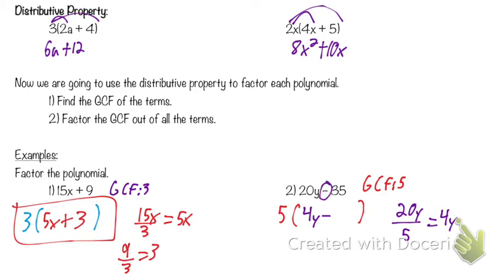Minus now, because it's the minus sign. And we're going to take the 35 divided by 5. And we get 7. Now, do 4y and 7 have anything in common? No. And if we distribute, do we get the same thing as what we started with? Yes, then we did it correctly.